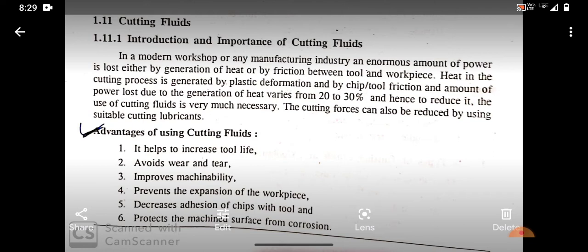It decreases the adhesion of chips to the tool. When a high amount of heat is generated between the tool and workpiece, as in high speed cutting, cutting fluids decrease the adhesion of chips. It also protects the machine surface from corrosion, because it consists of some chemical ingredients that make the workpiece corrosion free.